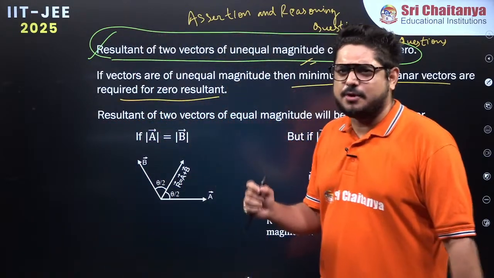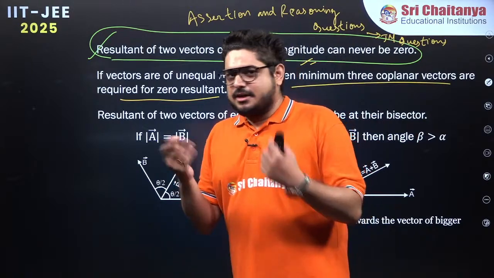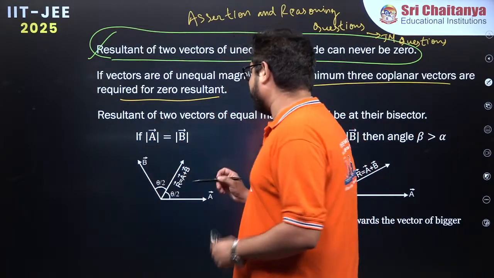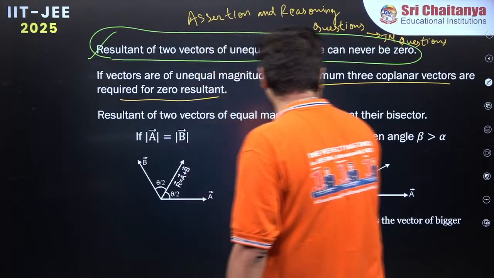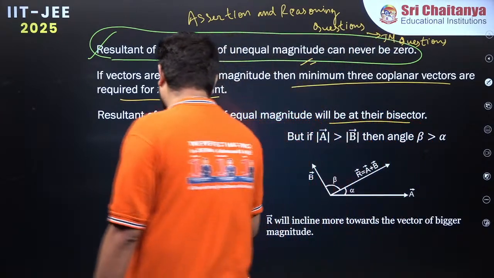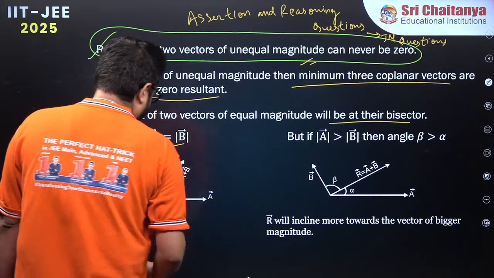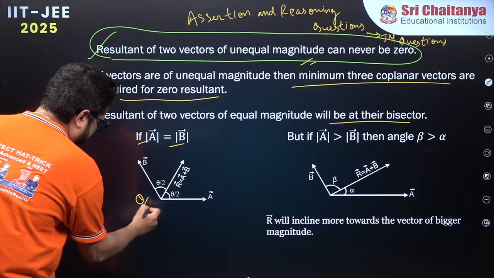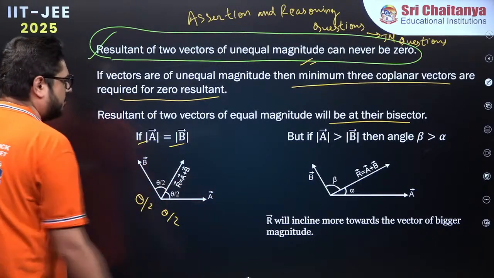We have already discussed coplanar vectors, isn't it? Those vectors which lie in the same plane. So the same thing is being done. The resultant of two vectors of equal magnitude will be at their bisector. So this you are able to find out. If A is equal to B, then whatever might be the angle, it will be split in half. Theta by 2 it's going to become.